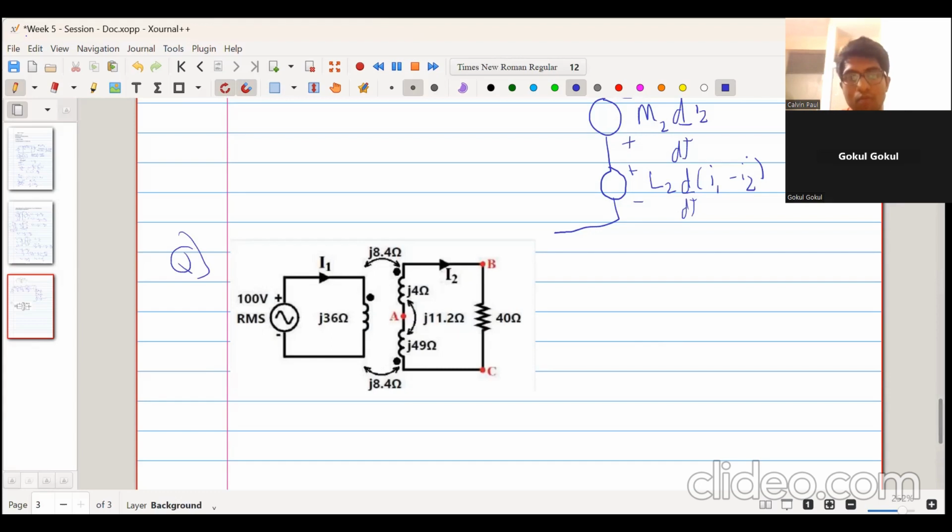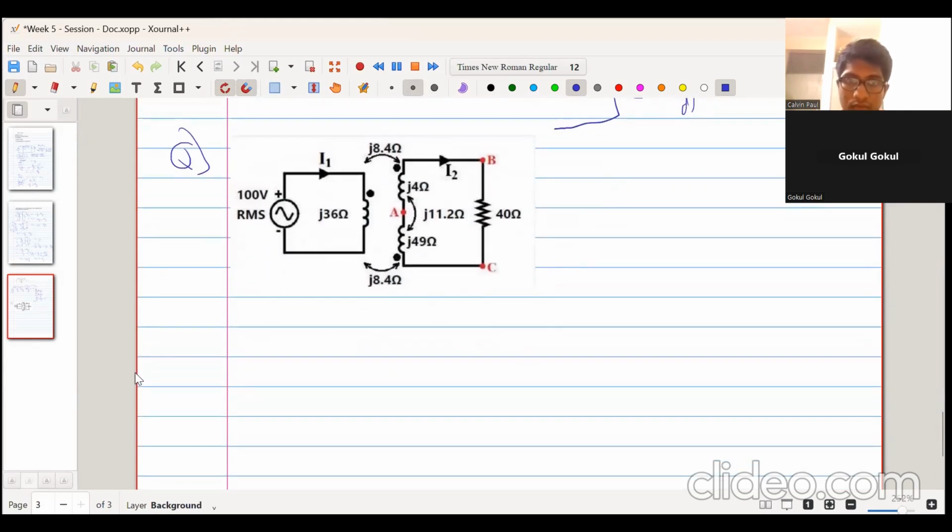Okay, so what we do is we will redraw this circuit. The actual circuit we will draw. So that will be, there's this 100 volt RMS.